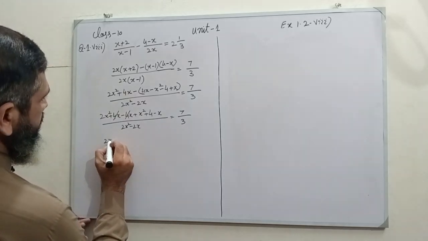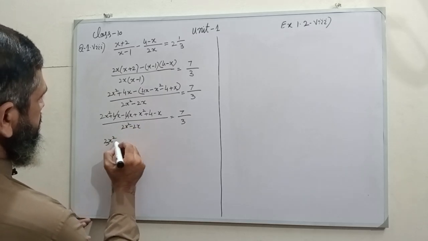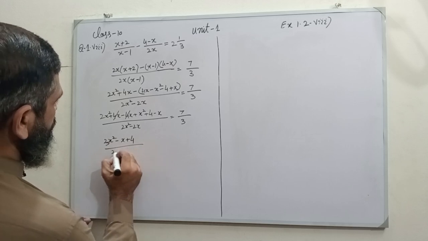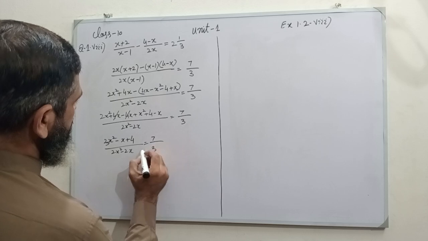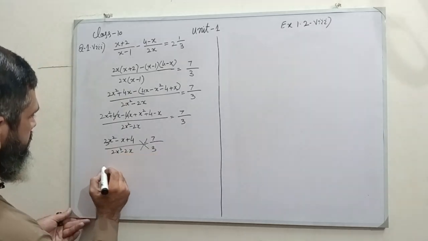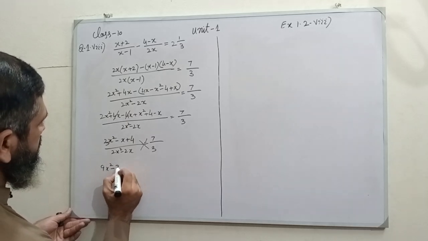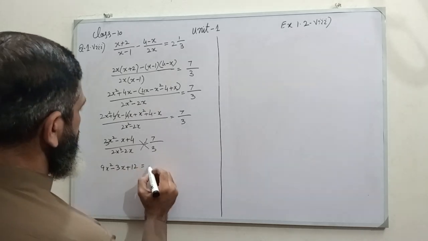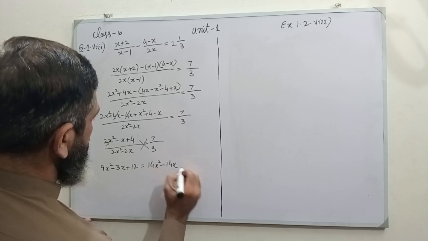This 3x square minus x plus 4 over 2x square minus 2x is equal to 7 over 3. We use the cross multiplication method. 9x square minus 3x plus 12 is equal to 14x square minus 14x.